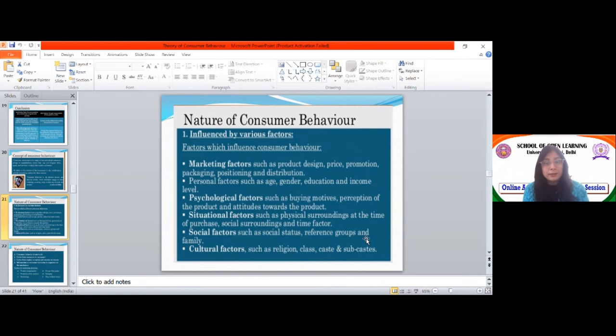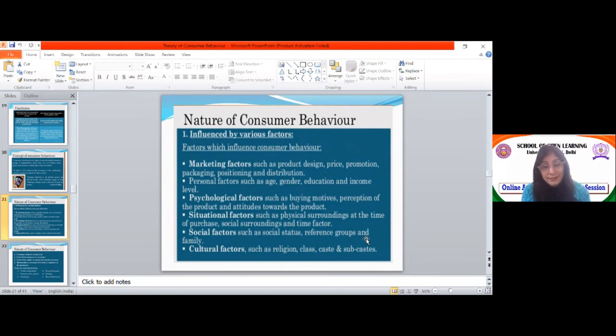Now the personal factors, such as age, gender, education and income level. Definitely, when you were younger, you had a different sort of choices. Now you are an adult and you have a different sort of choices. Your gender also, because obviously you will have a different sort of clothing style, so your choices differ. Education also changes your choices. And income, definitely, because with higher income you can afford many things, and with lower income you cannot afford many things.